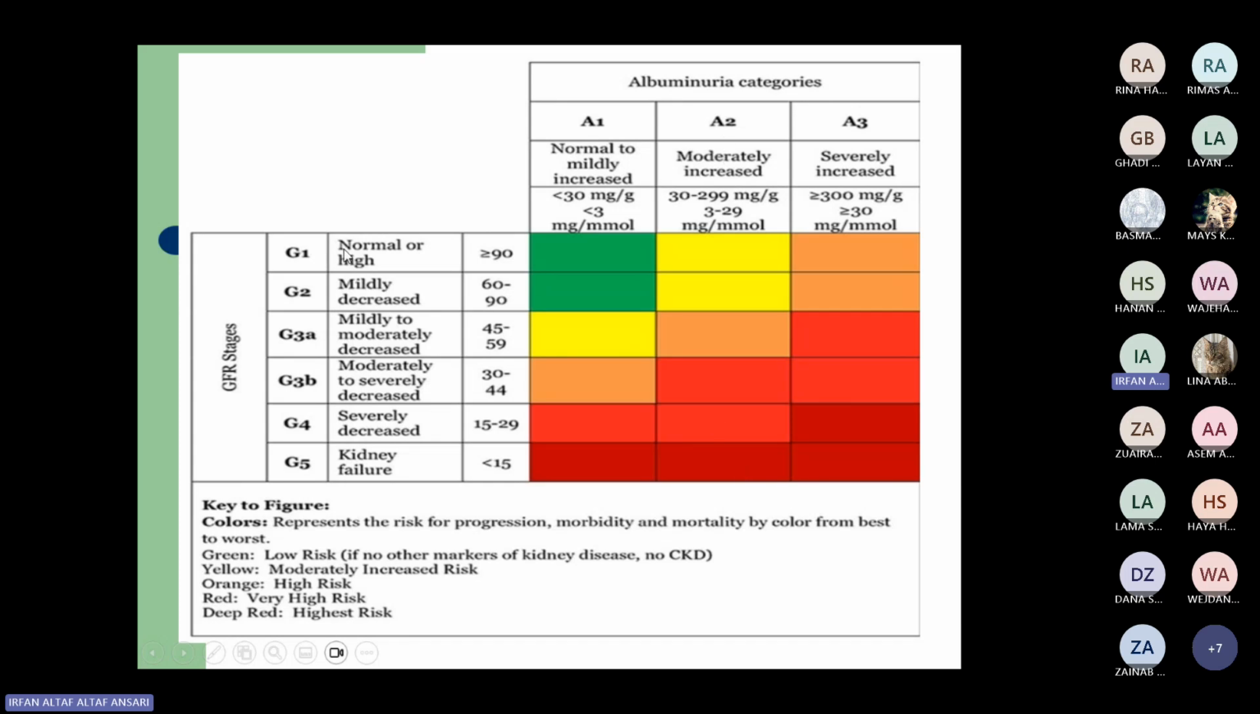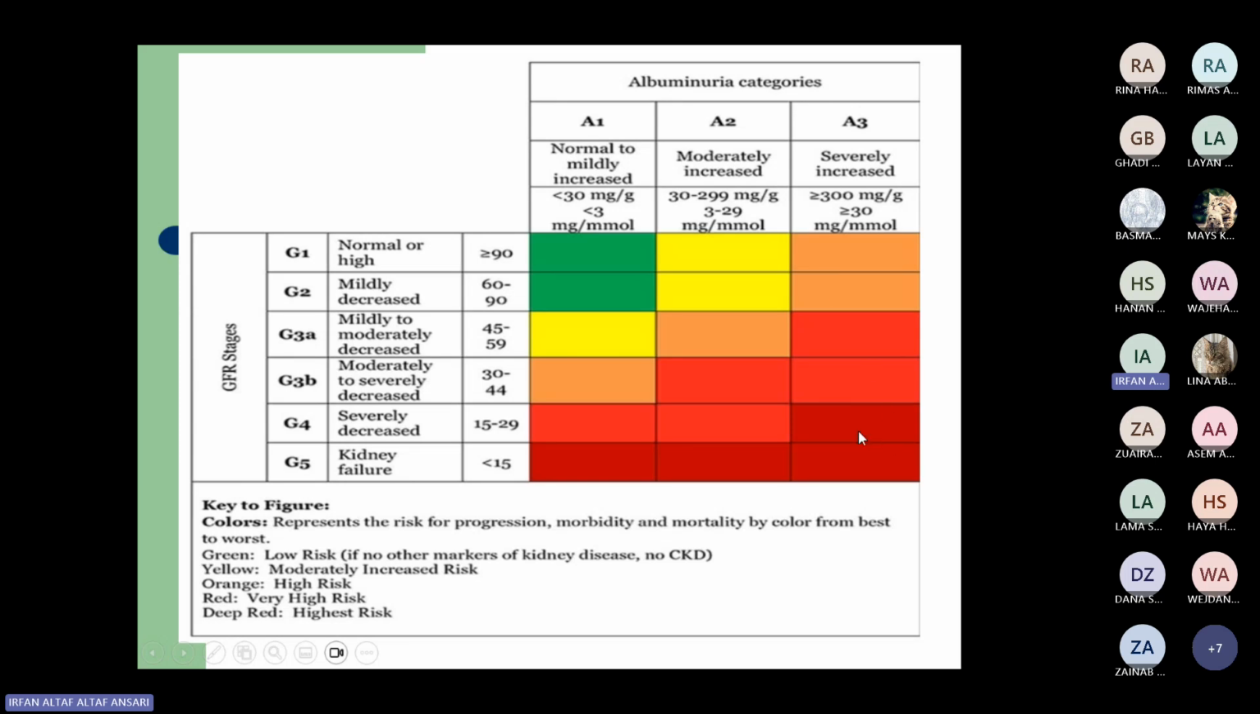And you see, even if the glomerular filtration rate is normal, but you have got microalbuminuria, you have a moderate increase of the risk of CKD, and you have the severe A3, like macroalbuminuria, even if the glomerular filtration rate is normal, you have high chances of development of this. Okay, and you have very high and the highest risk.